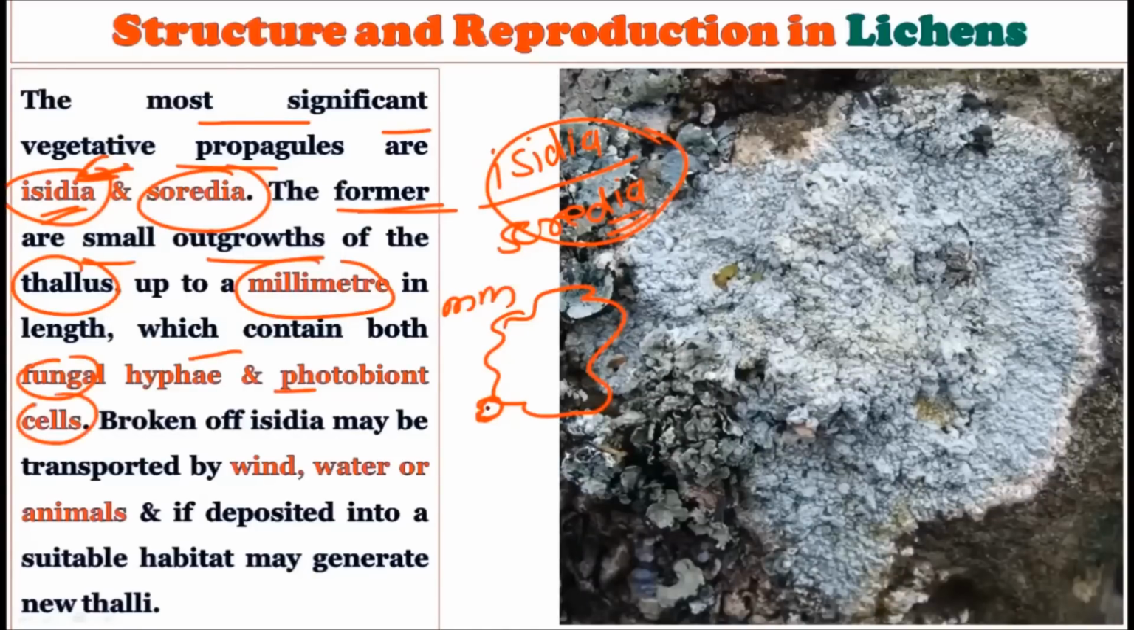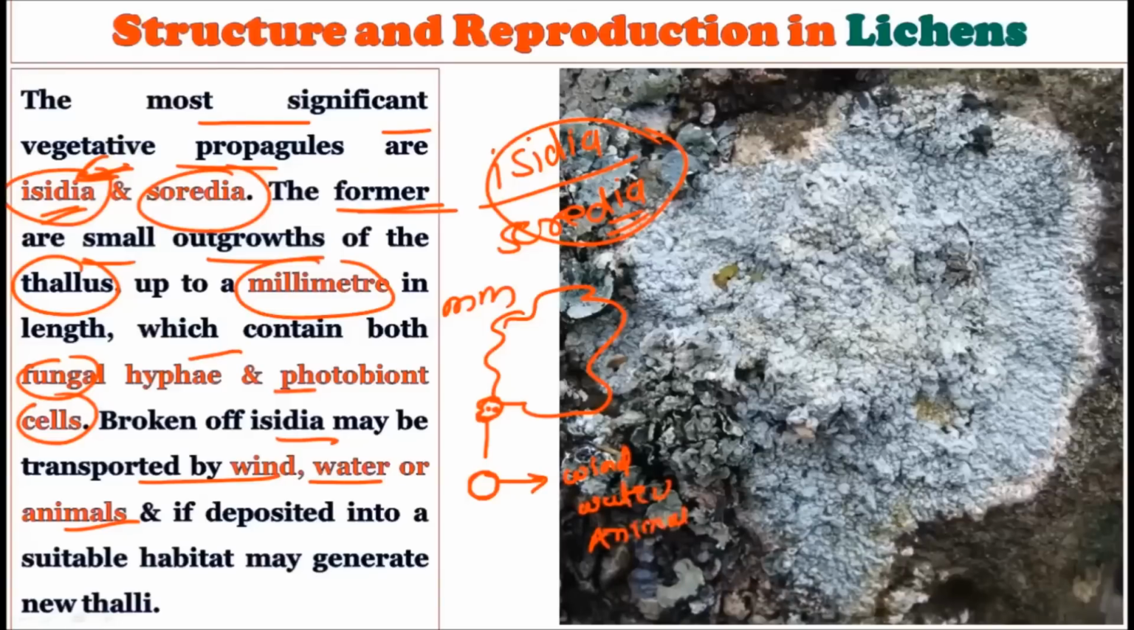It contains not only the fungal hyphae, but also the photobiont cells, and then it is blown off by the wind. Broken off soredia may be transported by the wind, water, or animals. So these soredia, when broken off, can be taken up by the wind, by the water, or by the animals to other places.